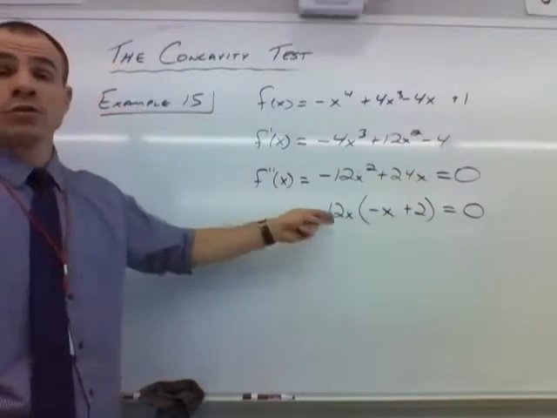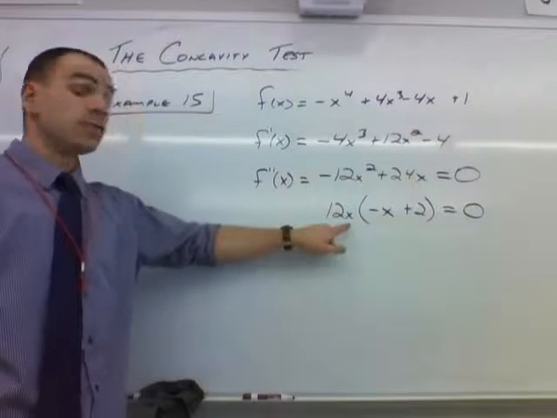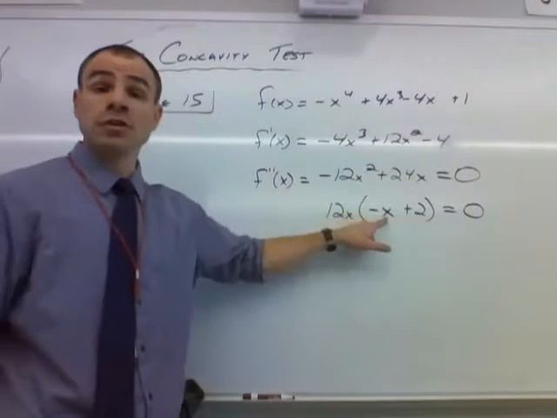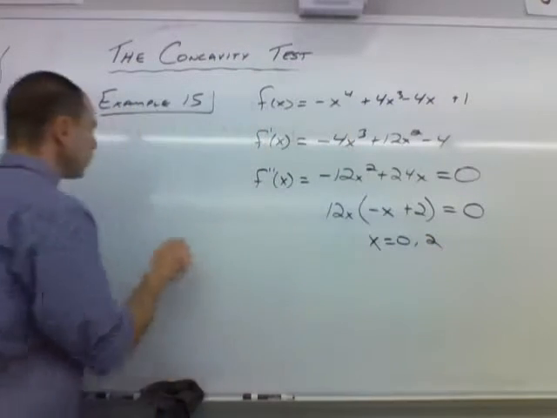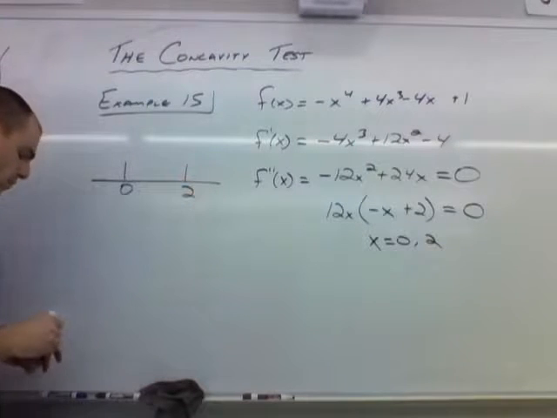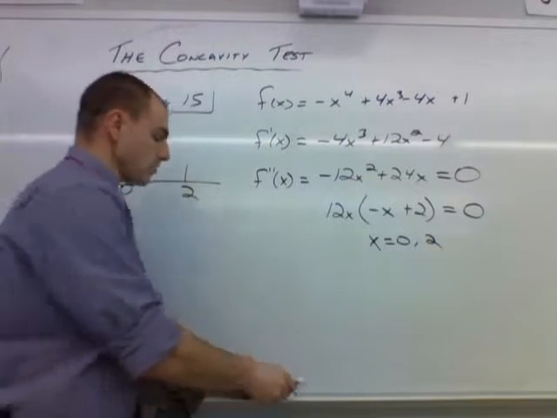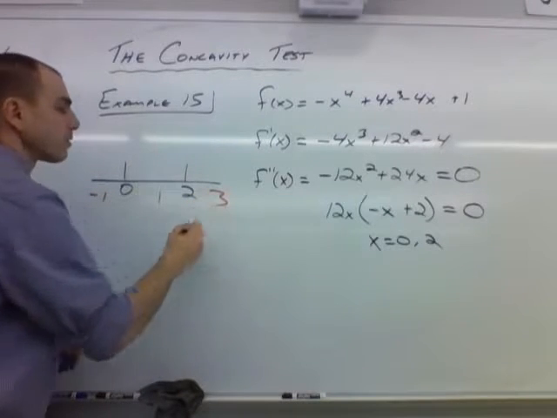Right? So what are our two values here which will cause the second derivative to be equal to 0? 0 is one, and 2 is going to be the other. All right, so we've got x is equal to 0 and 2. So let's take that 0 and that 2, and we're going to plug them on a number line and pick some test values here. Perhaps we can use negative 1, 1, and 3.